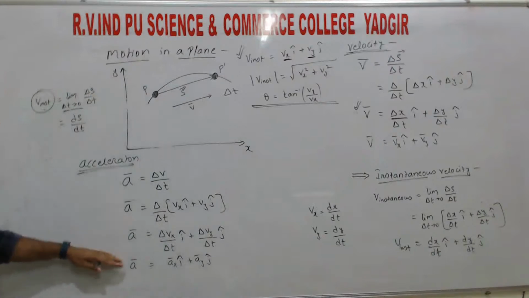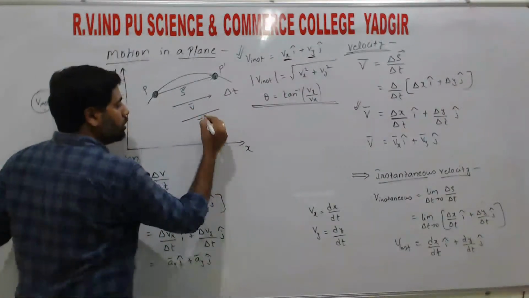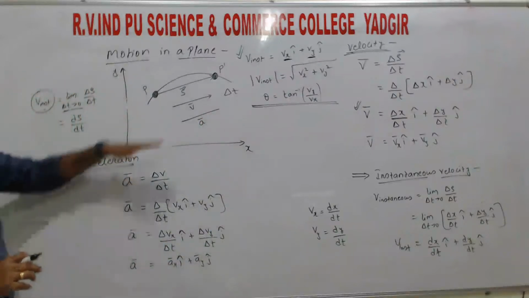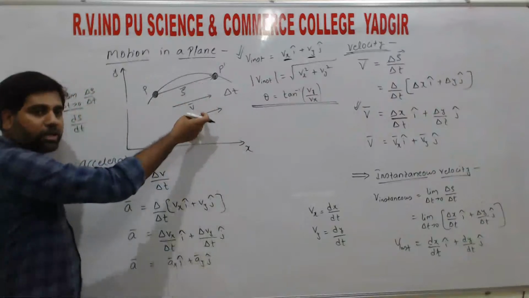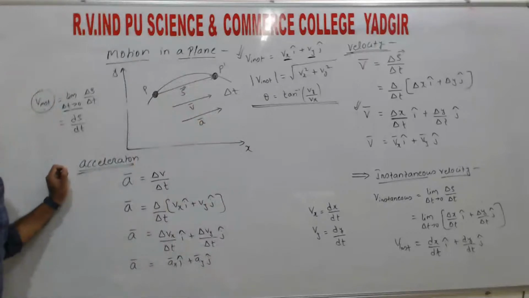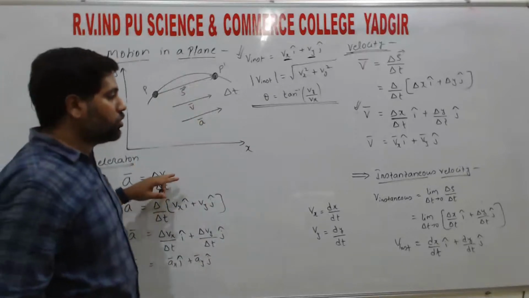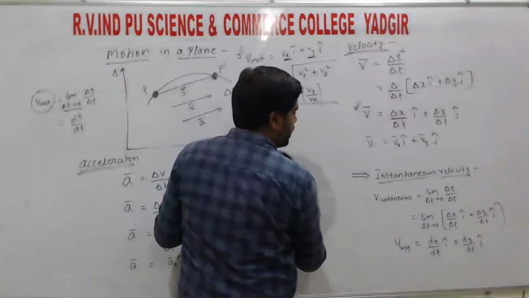So next, average acceleration is also in the same direction as the average velocity. So which three are in the same direction for us? Displacement, average velocity and average acceleration. These are in the same direction, right? So now we are going to discuss the instantaneous acceleration. This is important for us.